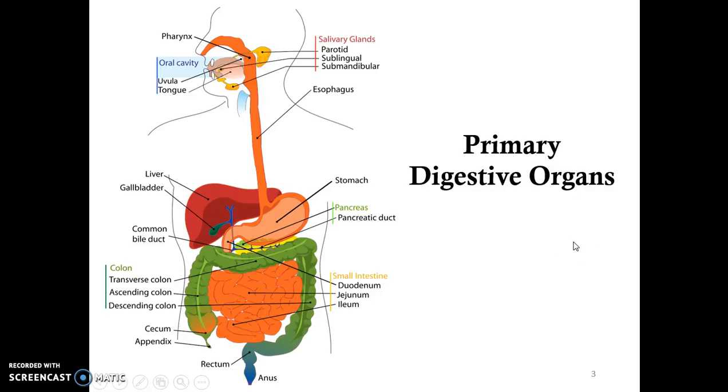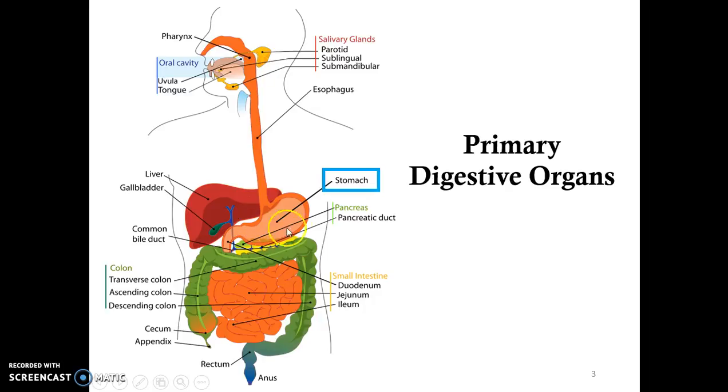The primary organs basically compose one long tube, and food travels down this long tube as it gets digested, and nutrients are absorbed from it. This long tube is referred to as the digestive tract or gastrointestinal tract, aka GI tract. These primary organs include the mouth or oral cavity, the pharynx, which is our throat, the esophagus, a muscular tube that squeezes food down to the stomach. This usually takes about 10 or 20 seconds.